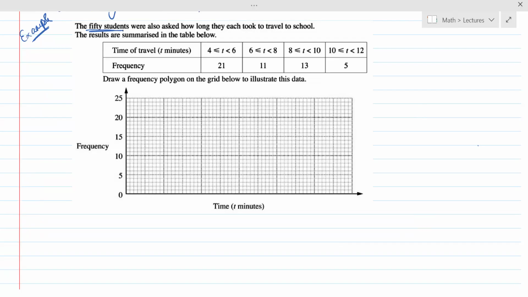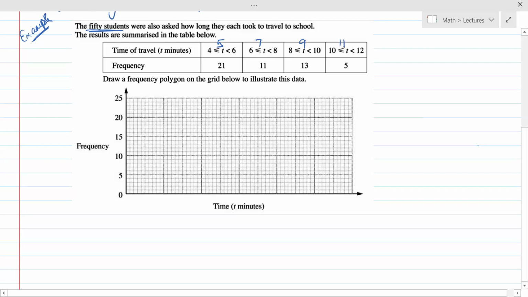So as defined earlier, we should be having the midpoint of all the classes. So first we have to find the midpoint of all these classes, and then we'll plot the frequency polygon. So finding the midpoints first. For the very first class, it's from 4 till 6. The mid here would be 4 plus 6 upon 2, which is 5. Second class 6 till 8. So 6 plus 8 divided by 2, that's 14 upon 2, which is 7. 8 plus 10 upon 2, that's 18 upon 2, that's 9. And for the last class, it's 11.